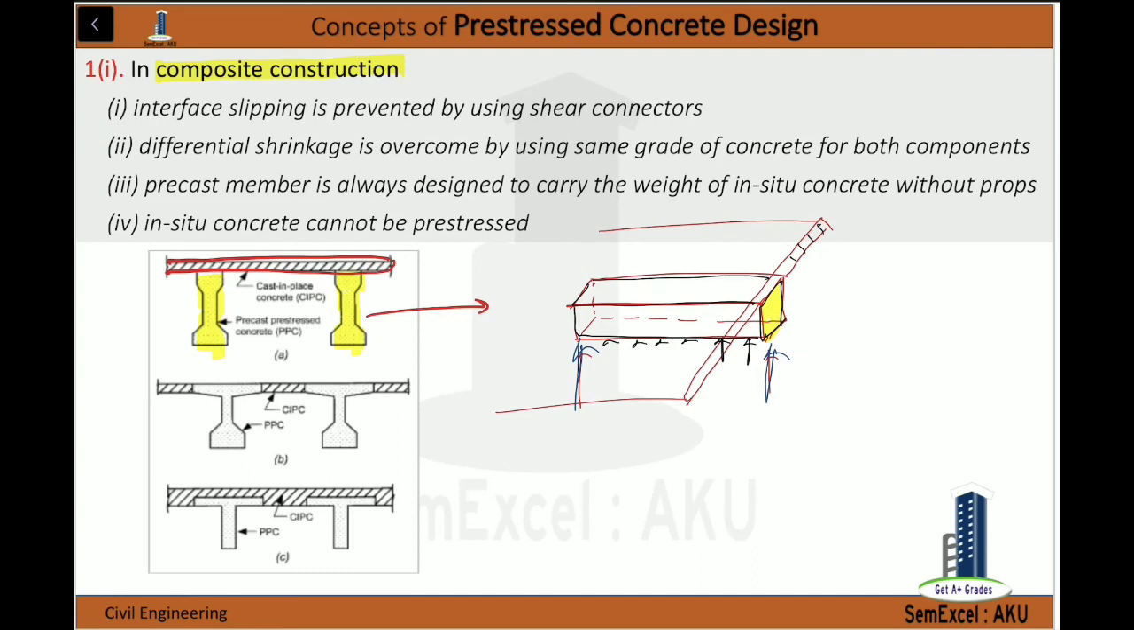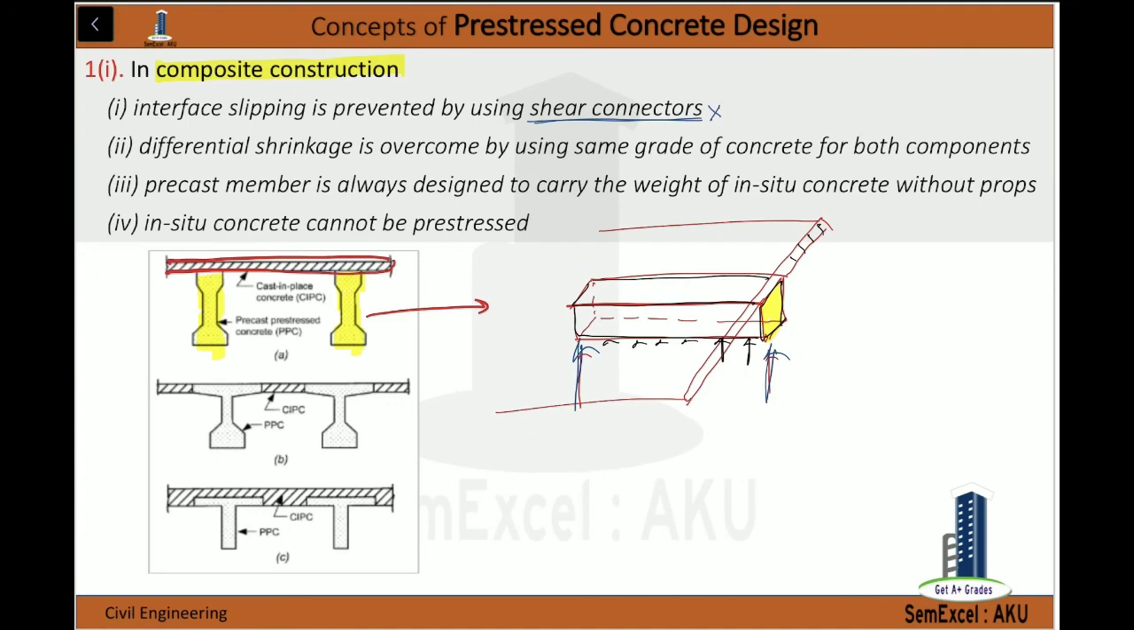First one is the interface slipping is prevented by using shear connector. This shear connector is generally used in case of a steel beam. If we are placing some slab over a steel beam, then we weld the shear connector on the steel beam, and that steel member goes directly inside the slab so that the interface slipping can be prevented. Here we are talking about the concrete, so there is no concept of shear connector, so this option is incorrect.